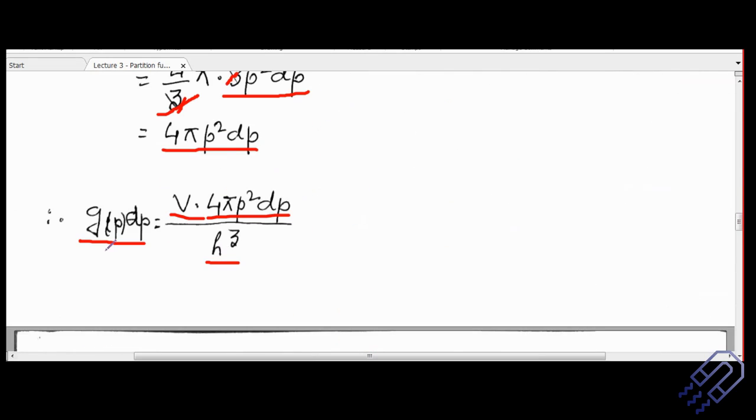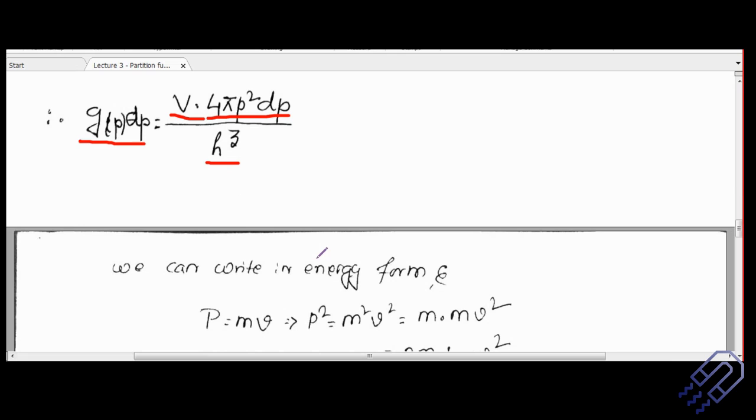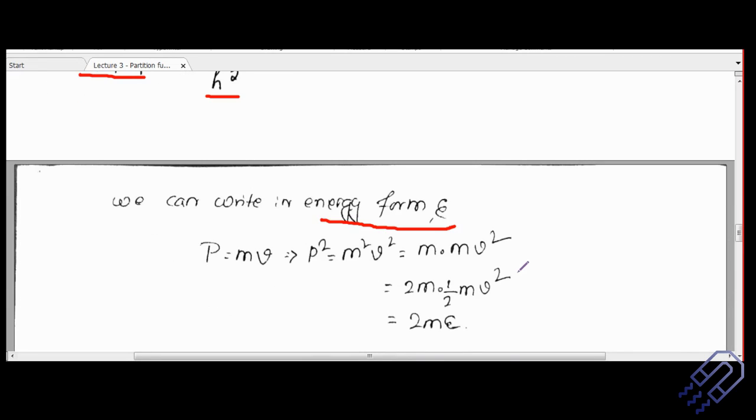So we have got g(p)dp equal to this, but is our work complete? No, not yet, because if you remember the equation, we have to find out the energy. We are going to use it, but first we have to find out the energy form epsilon, which is actually in the power of e, the exponential, very important. Let's see if we can find it out or not.